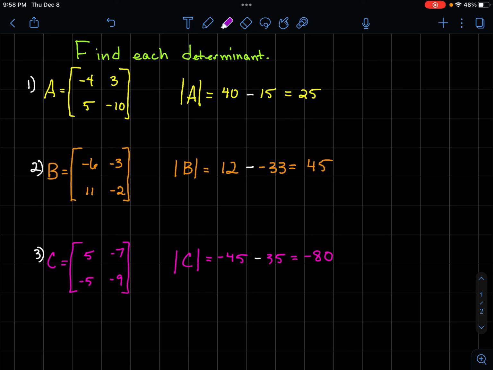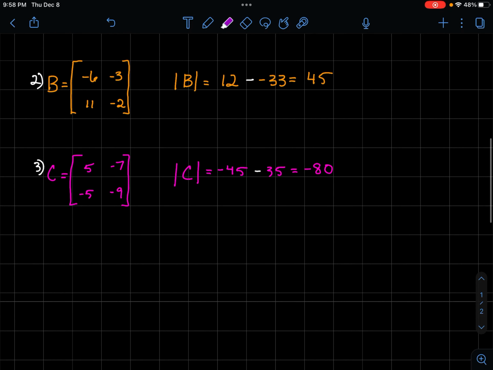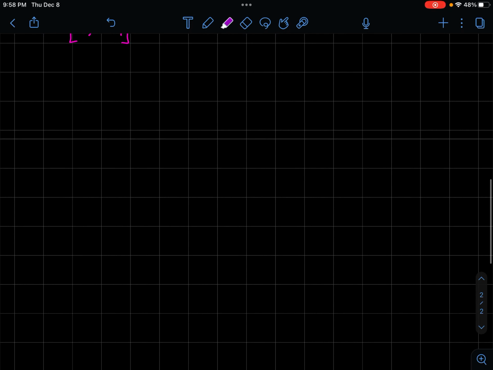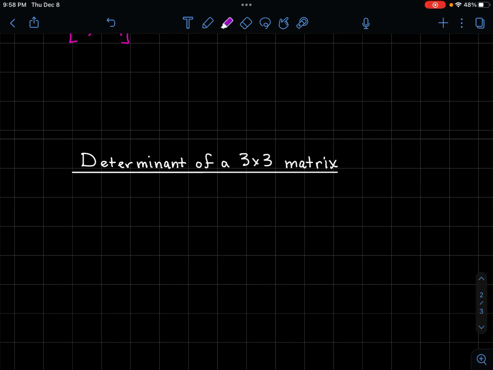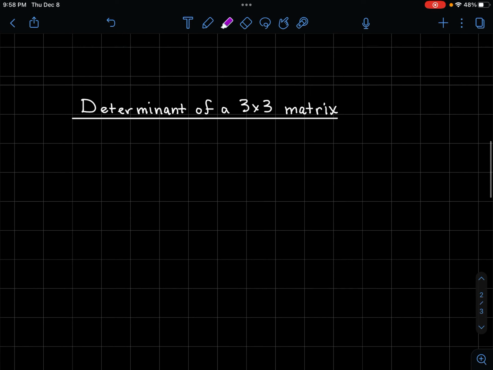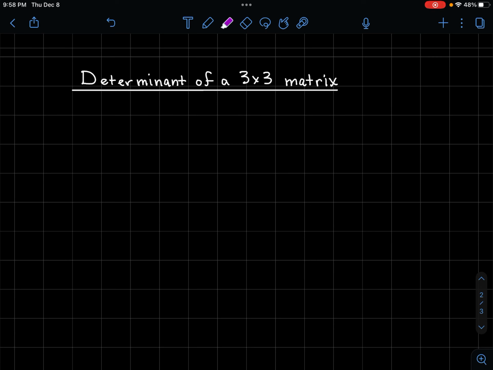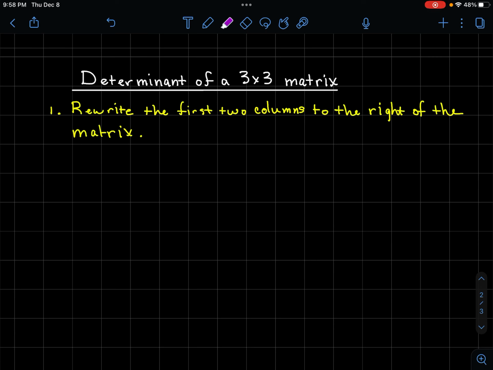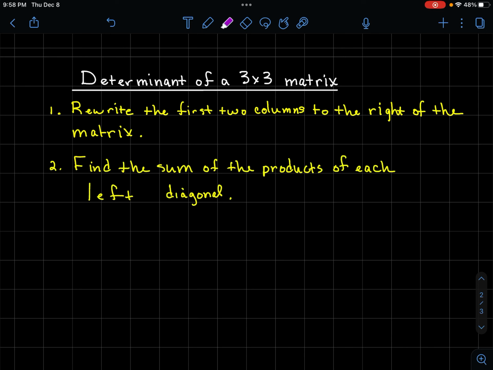What happens if we get a square matrix larger than a 2 by 2? More specifically, a 3 by 3 determinant. We need to figure out how to come about that real number. So, determinants of a 3 by 3 matrix. We're going to go through 4 steps here. The first step, we need to rewrite the first 2 columns. So we're going to take column 1, column 2, and copy them just outside the 3rd column in the matrix.